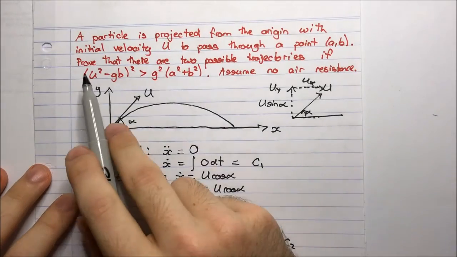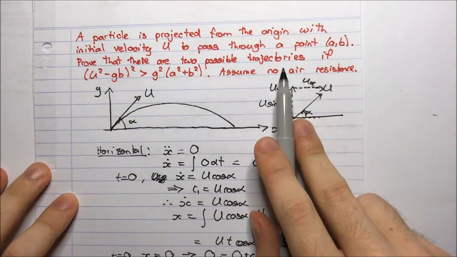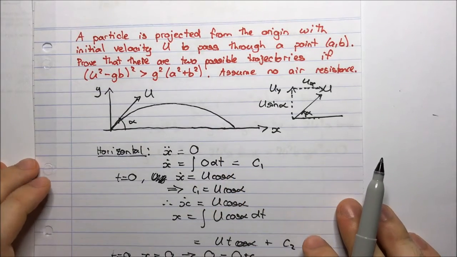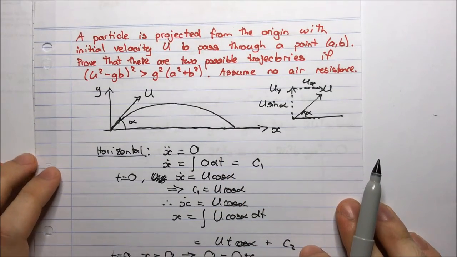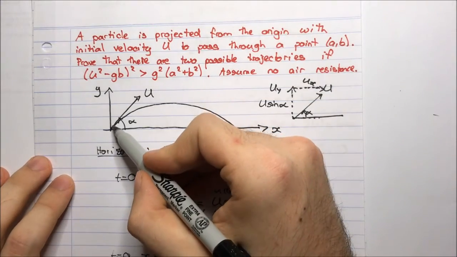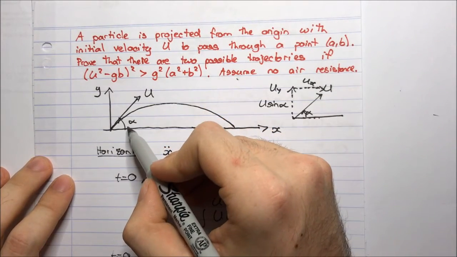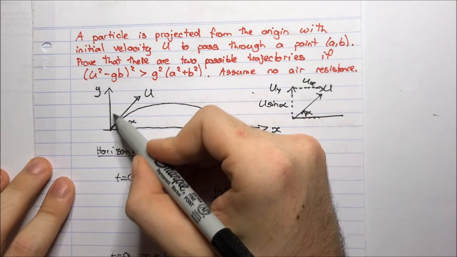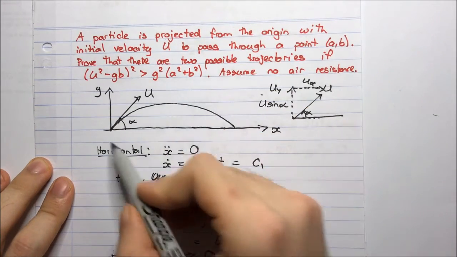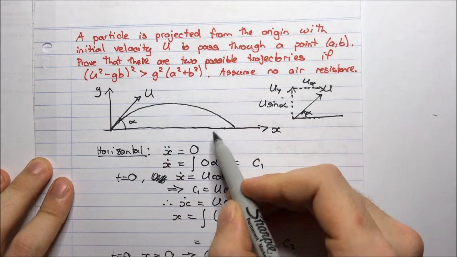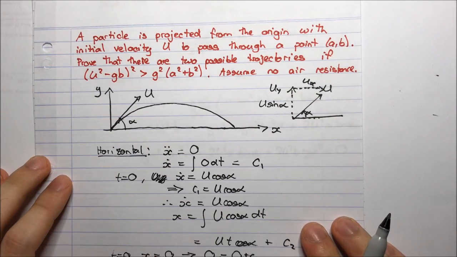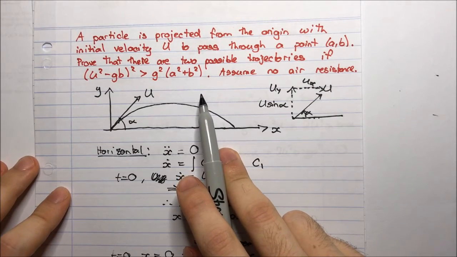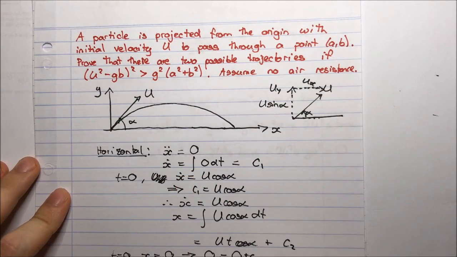The question said to prove that there are two possible trajectories if this condition holds. Now, how could there be two possible trajectories? Well, that's dependent on what this value of alpha is. If the alpha was larger, it would go like this. And if it was smaller, it would go like this. Now, we're being told that there are two possible trajectories, so we need to find a way to say that there are two possible values of alpha.